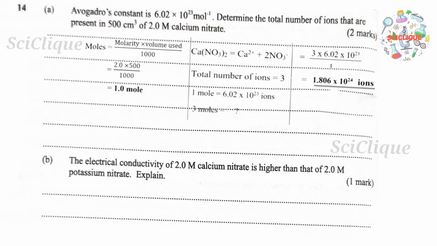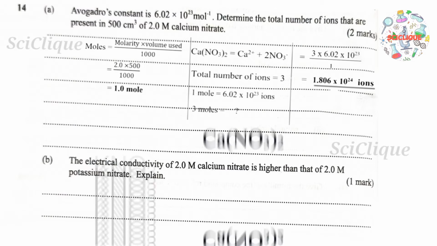Part B. The electrical conductivity of 2 molar calcium nitrate is higher than that of 2 molar potassium nitrate. Explain. Now, if you look at these two salts, calcium nitrate and potassium nitrate, number 1, both of these are nitrates, and number 2, they have the same molarity. So the only distinguishing factor is the metal ions. So we have calcium ions and potassium ions.